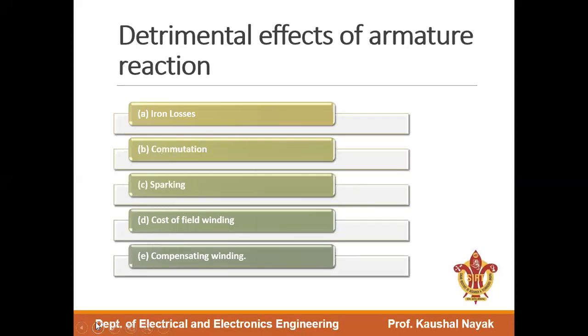Iron losses. These losses depend on the maximum value of flux density in teeth and in the pole shoes. The armature reaction, by distorting the main field flux waveform, increases the flux density considerably over its corresponding no-load value. As a result, iron losses, particularly in teeth, are much greater on load than on no load.